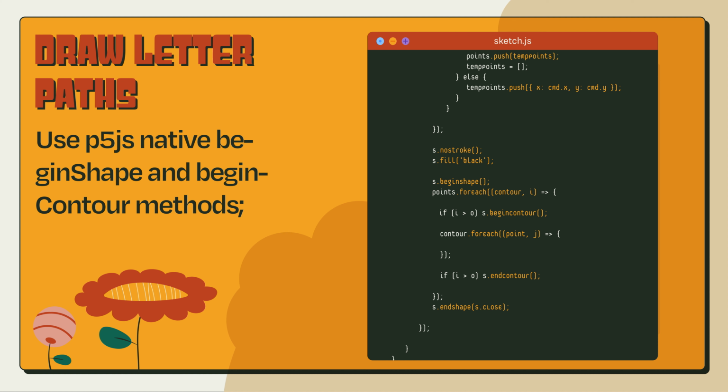Usually, if not always, in letters, the outer path is drawn first and the contours next, which is why we can be certain that the first set of points is not a contour, and hence this conditional statement. Inside the loop between the begin contour and end contour methods, we draw the vertex at the points X and Y position, and refresh the page.